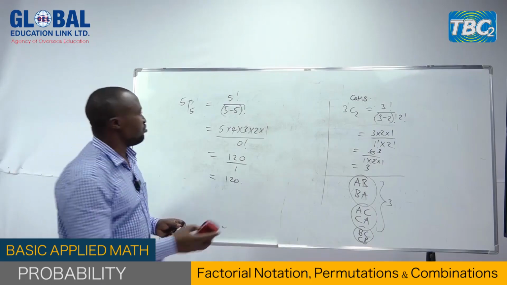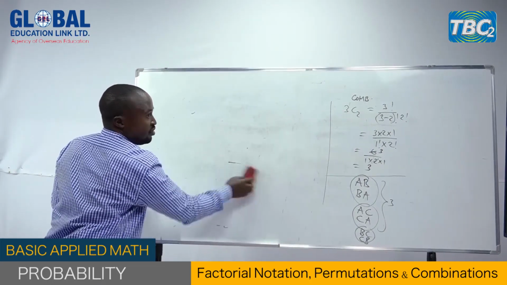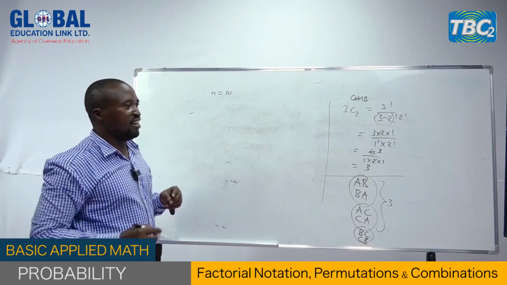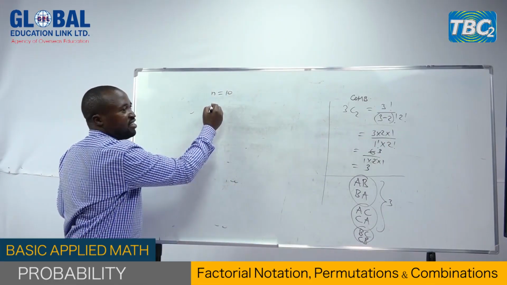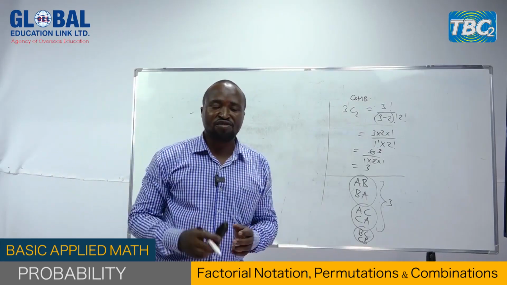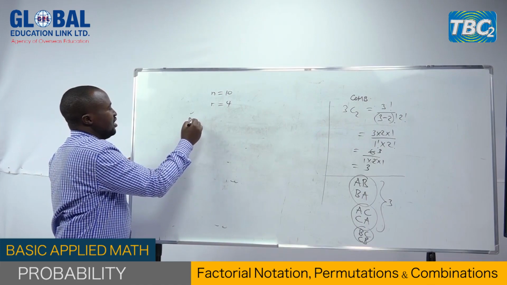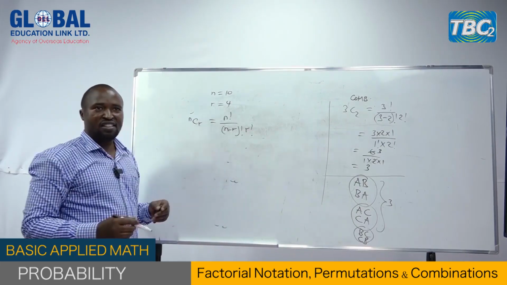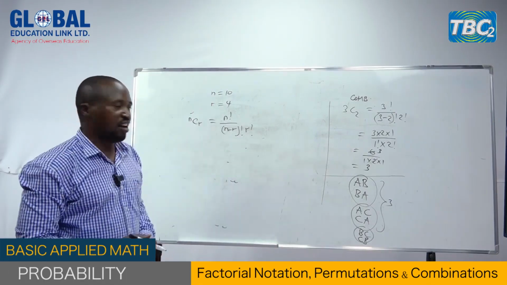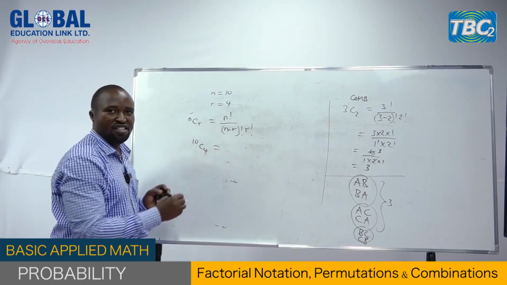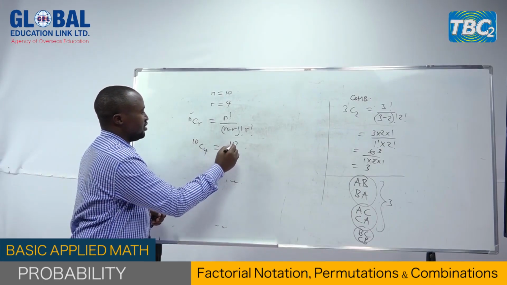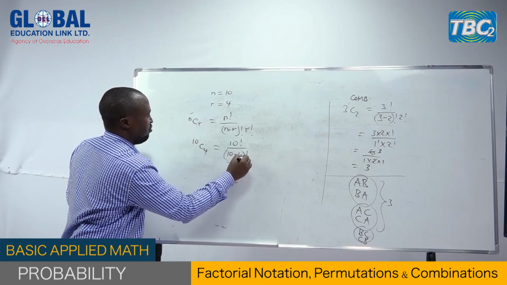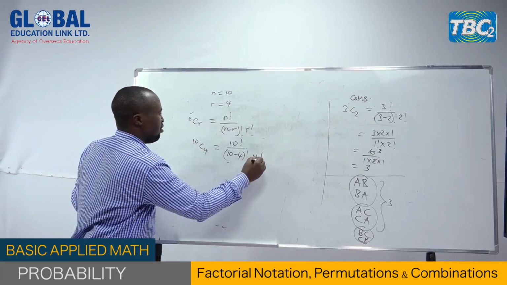Therefore, remember we have a total of 10 people, that is n is equal to 10, and we need only to choose 4. Therefore, r here is equal to 4. Now, by using our general formula, nCr is equal to n factorial over (n minus r) factorial, then r factorial. That is the general formula for combination. Now, let us substitute what we have. So we have 10C4 is equal to 10 factorial over (10 minus 4) factorial, times 4 factorial.